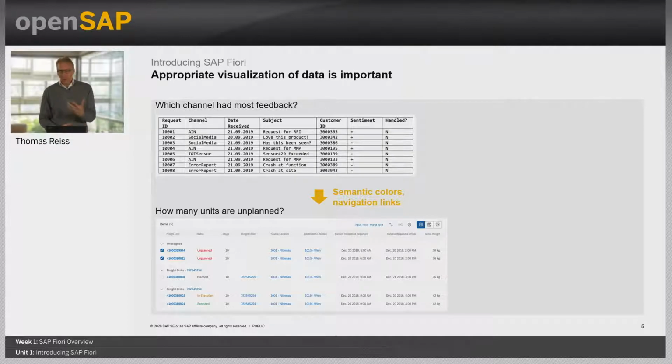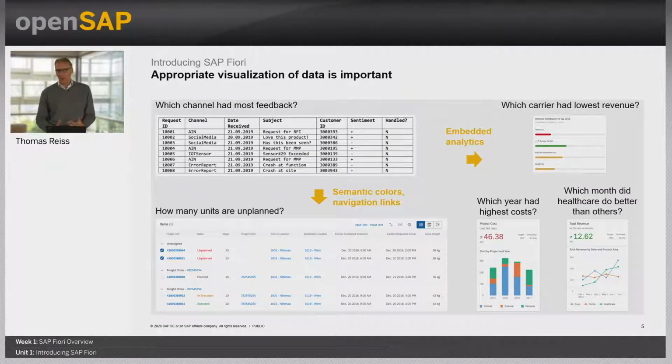But you can go even beyond that, and what we call embedded analytics. You can in fact also embed charts, for example, to help you visualize the data. So which carrier had the lowest revenue, that's really easy to see. It's the top one with the bar, the shortest bar, or which year had the highest costs. That's also easy to see, or which month did healthcare do better than the other. So with these charts, you can actually visualize the data for people doing their normal day-to-day work. So that's why we call it embedded analytics.